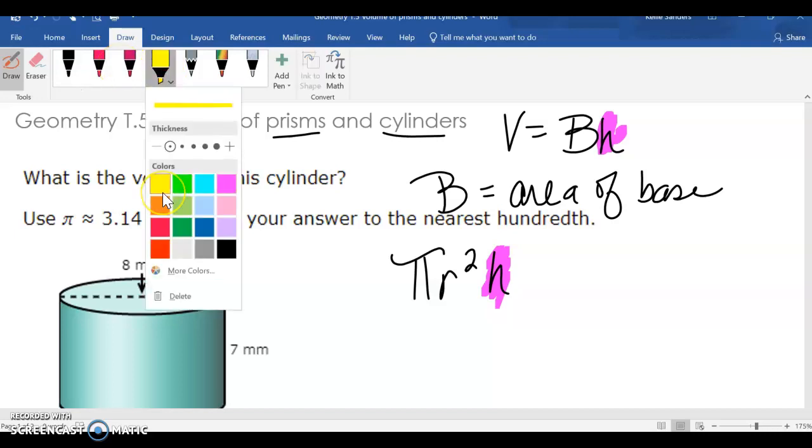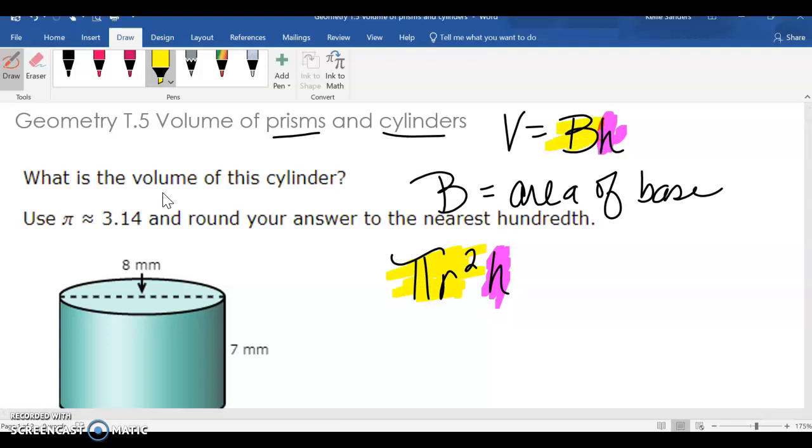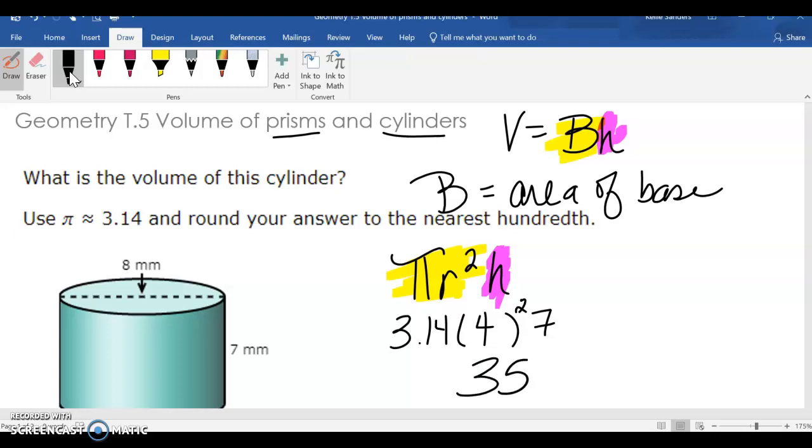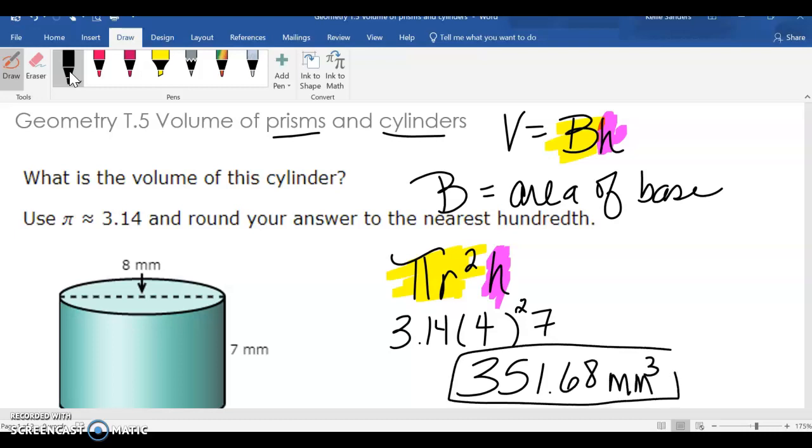Now let's see. So this is area of the base, big B, and then the h is always going to be there also. So we have 3.14. What is your radius? Your diameter is 8, so your radius is 4. We're going to square that, and we're going to multiply it by 7. So 3.14 times 4 squared times 7. 351.68 millimeters cubed, because remember, volume is cubic.